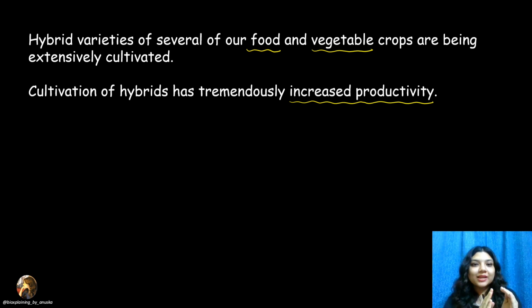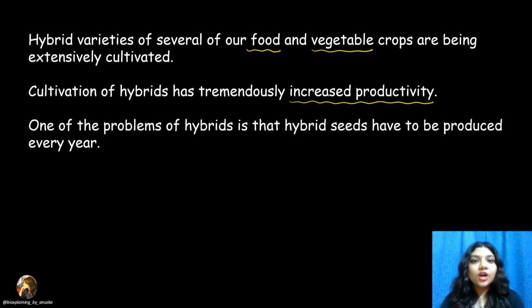Suppose there is one type in which very good quality food or crop is formed, but the yield is a little less. And another has a very high yield, but the quality is mediocre. So you can create a hybrid out of those two so that quality is proper and yield is also proper, right? What happens is, the problem is that you will have to produce the hybrid every year, right? Hybrid seeds have to be produced every year.